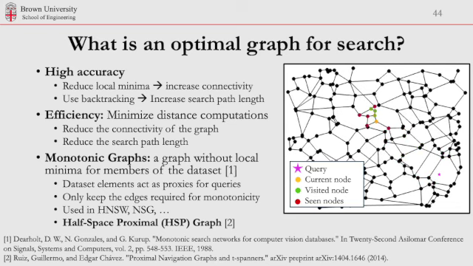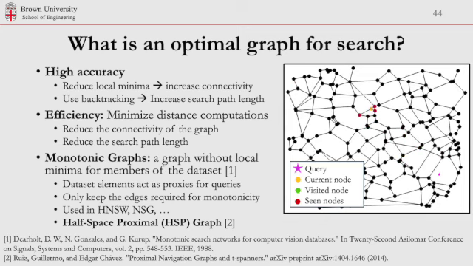And so something I've worked on for the past couple of years is this idea of monotonic graphs. The idea of a monotonic graph is that it's a graph that removes all local minima for members of the data set, for queries which are members of the data set. So it allows for exact search if our query is a member of the data set. Unfortunately, it doesn't guarantee that for all queries.